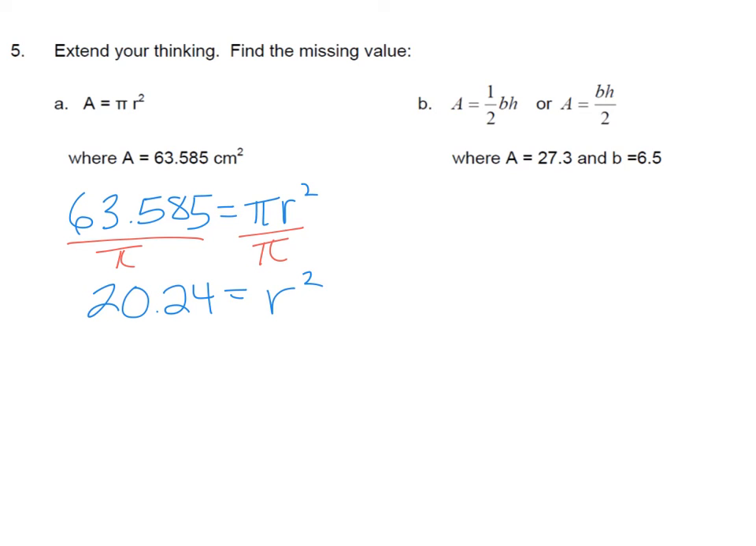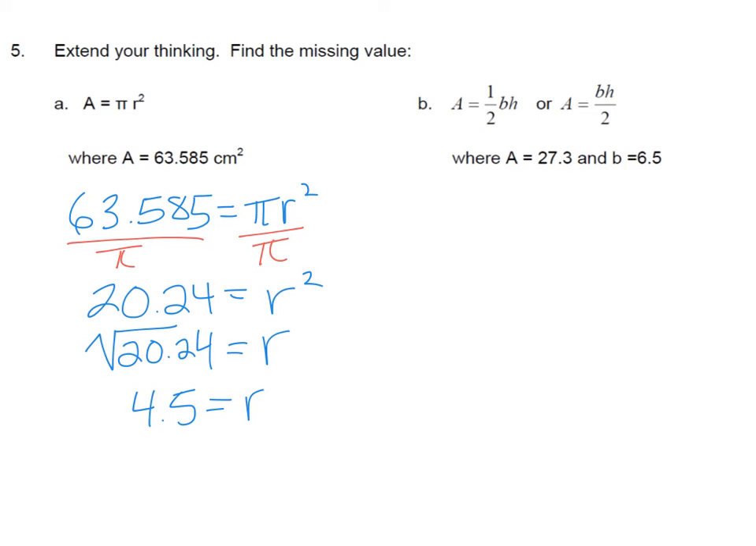Well, how can I isolate r squared? We can go back to what we learned when we focused on the Pythagorean theorem, and that is I can just square root both sides of the equation. So I can write it like this, square root of 20.24 equals r, and then I can punch that into my calculator, and I get the answer is 4.5. So r equals 4.5.